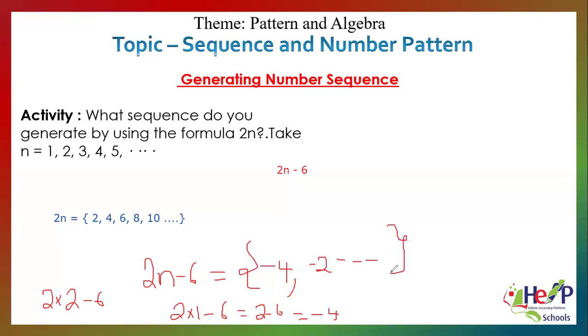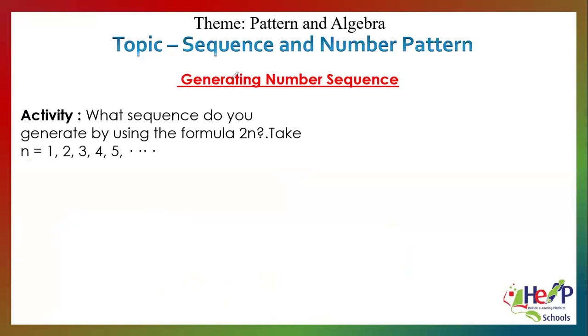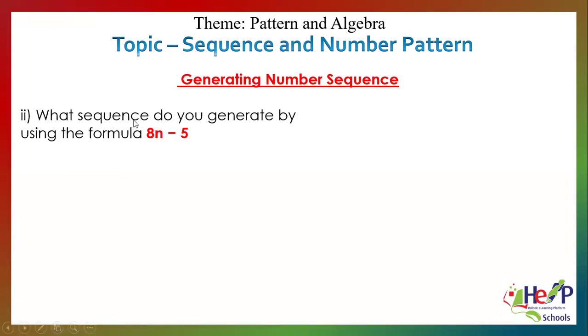What I wanted to make clear here is that every time there is n, we replace it with these counting numbers. And I have made that clear. So if there is any question, ask, or else I want to leave you with one activity to try, and we are going to post the answers on WhatsApp. The activity is here. What sequence do you generate by this formula? 8n minus 5. Where there is n, you're going to replace it by 1, 2, 3, and we are going to write 7 terms only. Don't write so many, 7 terms.